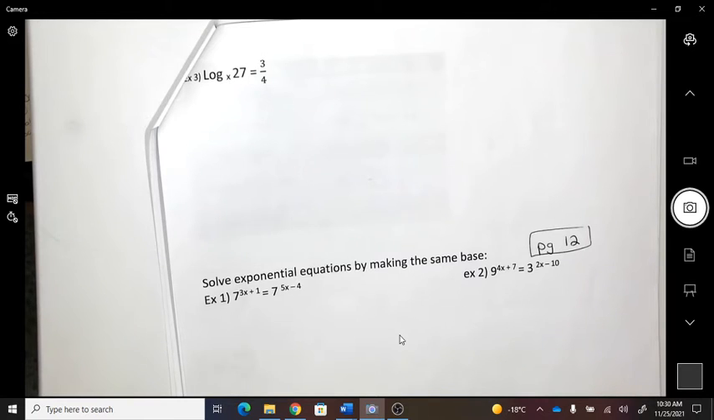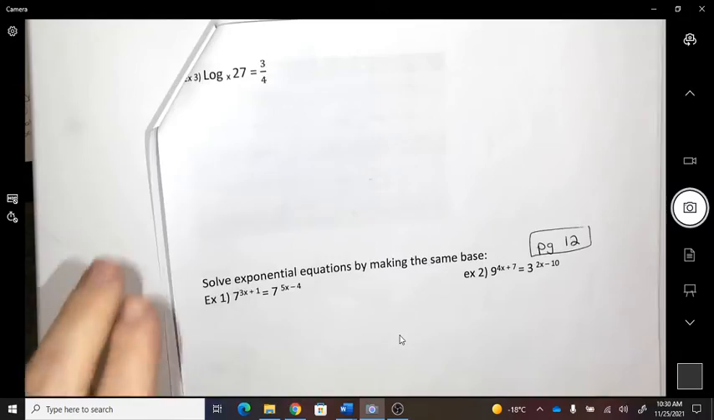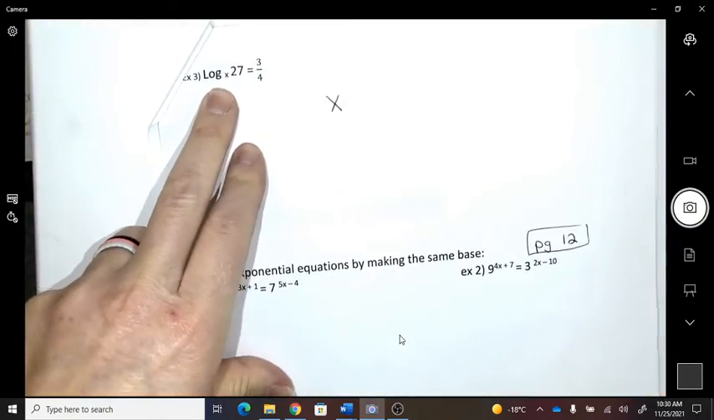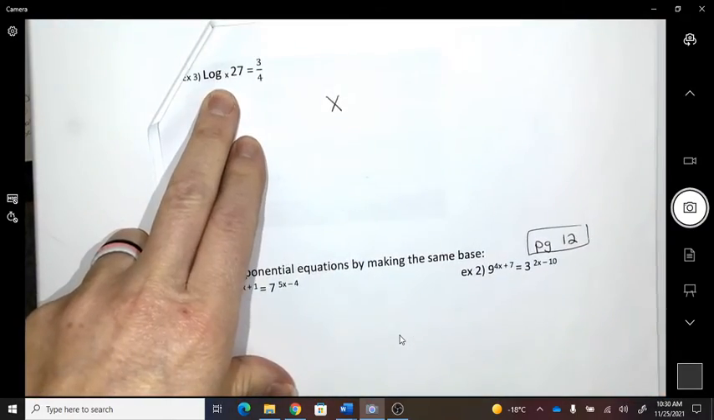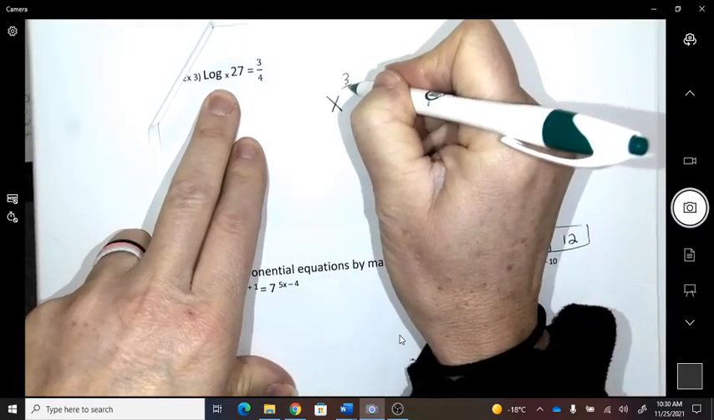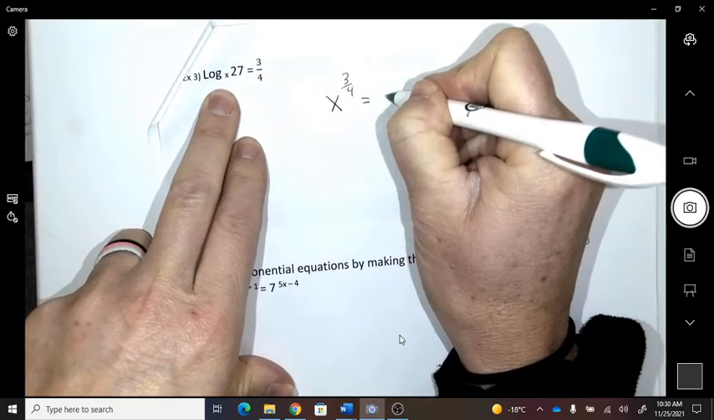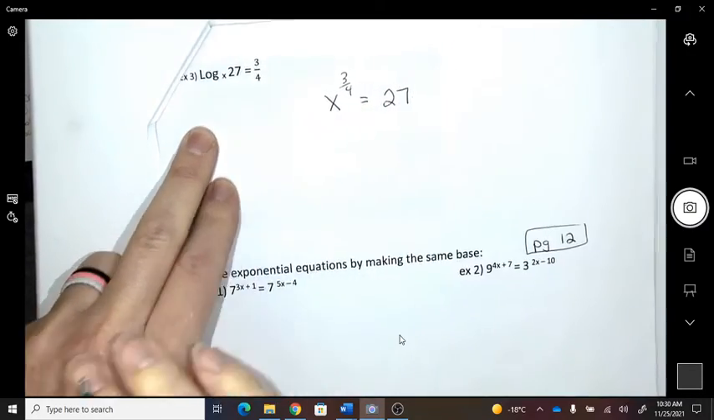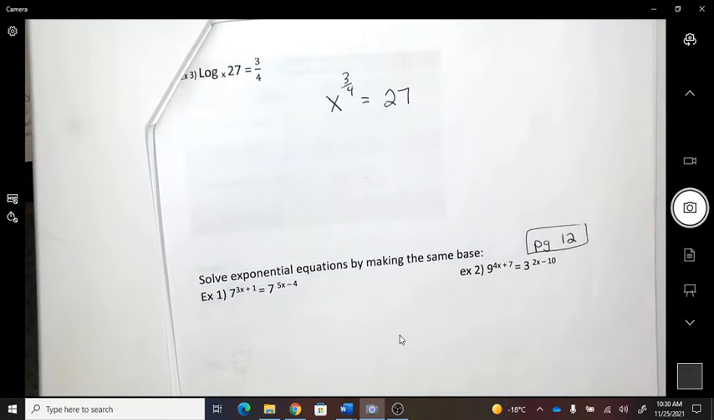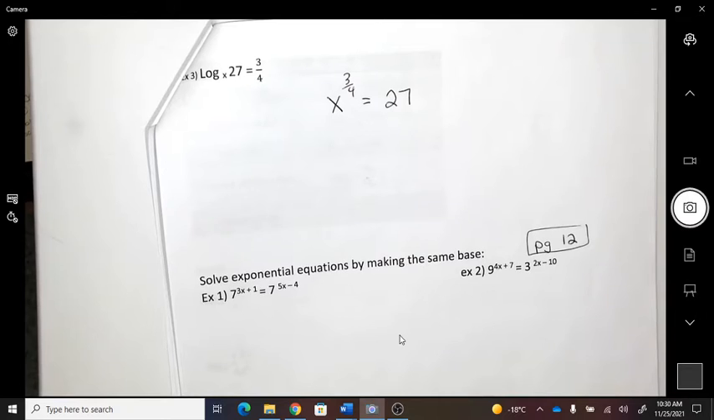Exponent result. Can you rearrange this? So I'm going to change it from a log to an exponent form. Base is x, exponent 3/4 equals 27. Okay, so this you would have done in grade 10.